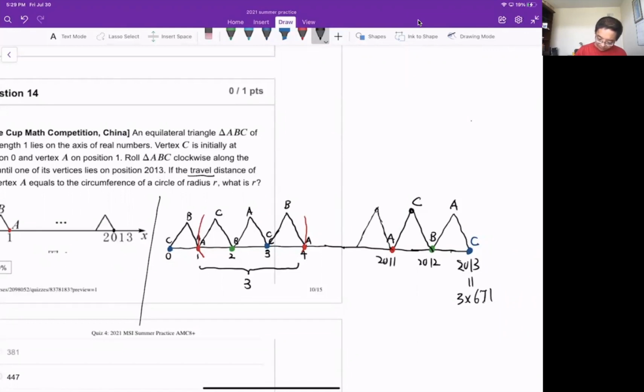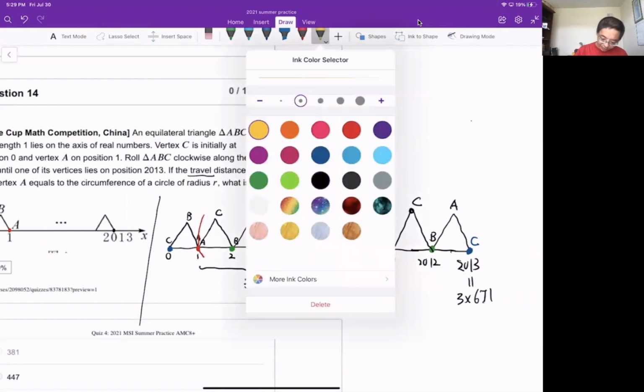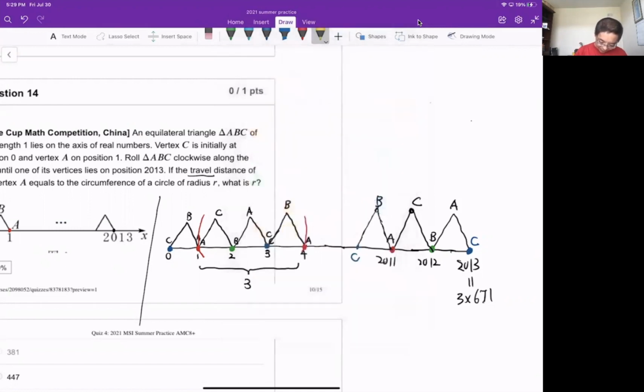Okay, so this one will be, and this will be the C, right? So this will be C. Okay, now let's see what the moving trajectory of A is. If we look at this, it's a rotation. First, it rotates around this B, right?